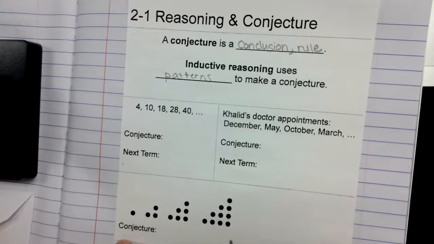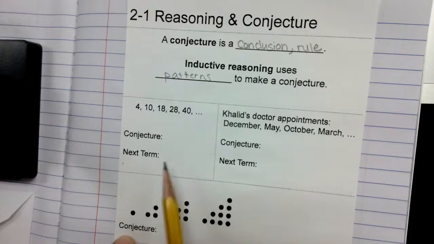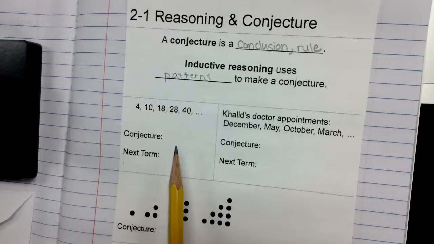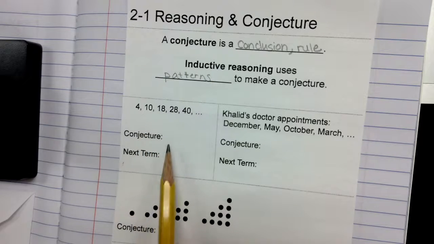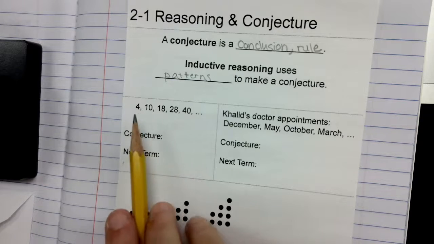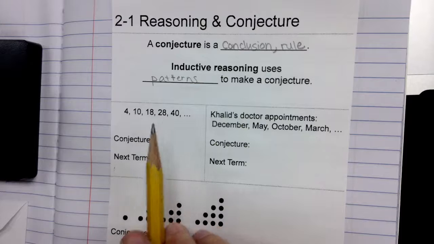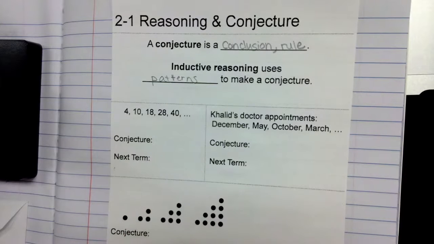Yeah. It's that important. Alright, for these first 3 problems, we're going to create a conjecture. So we're going to come up with a conclusion on what's the rule. And then we're also going to come up with whatever the next term is. So in this first one, it goes 4, 10, 18, 28, 40. We need to figure out a conclusion, a rule. What's happening in this pattern?